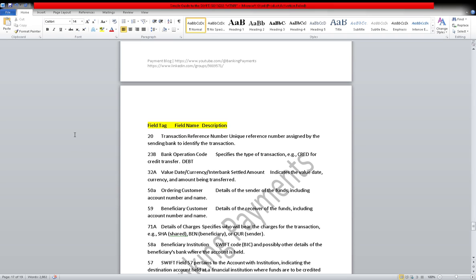These fields are non-mandatory fields. Then 59, then 70, 71 is 70. I will tell you the sequence, what to remember, but you have to remember all these fields because these are the only fields you are going to use to create a payment.